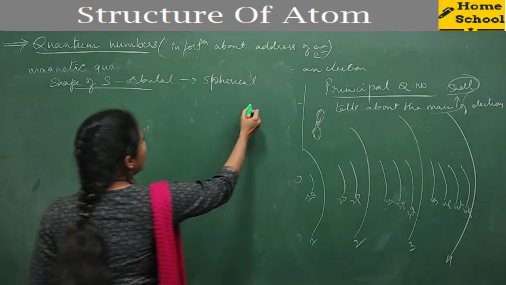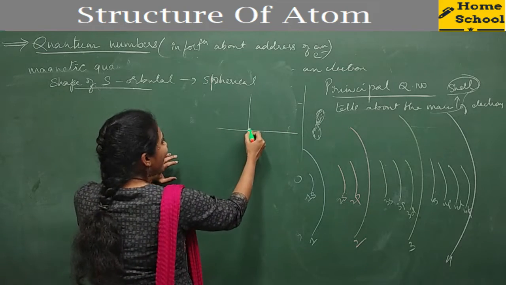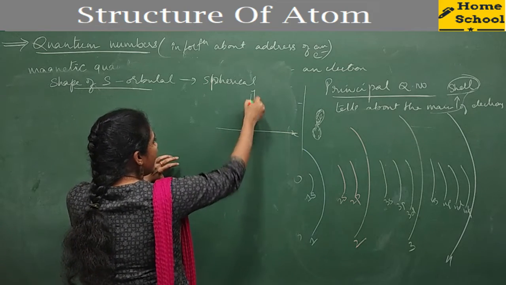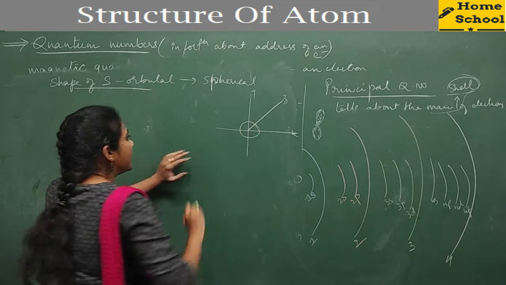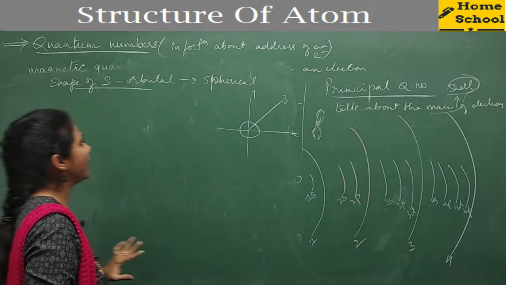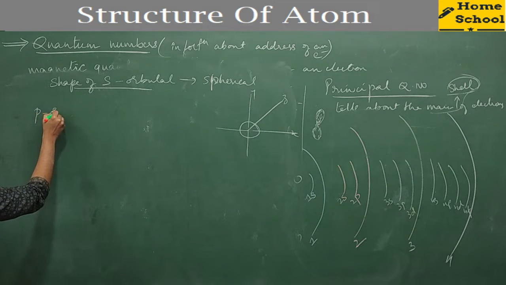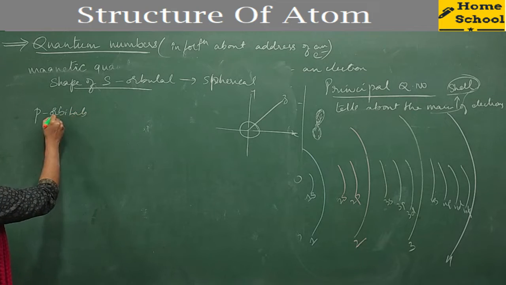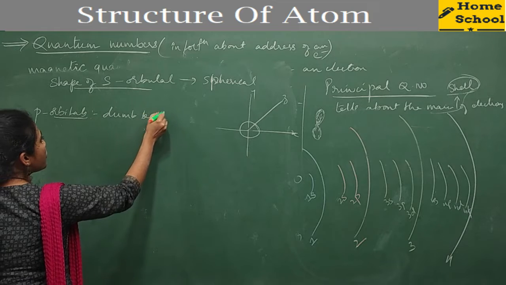Spherical in the sense, say for example, this is the 3-dimensional space, right? So 3 axes: this is the x-axis, y-axis and z-axis. The orbital is spherical in shape like this. Coming to the p orbital shape. P orbitals are dumbbell shaped.